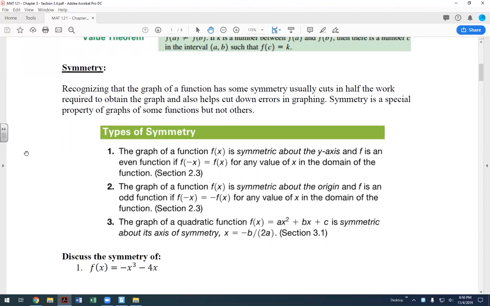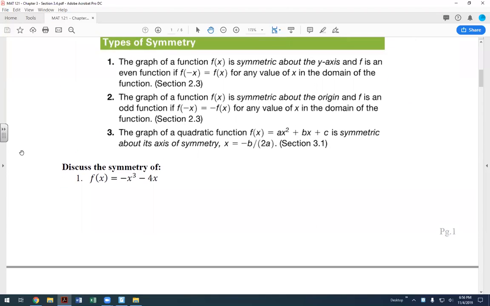Now you can use the test where you plug in a negative x in your function for x and see, do I come back to the original function? If I come back to the original function, I have an even function symmetric about the y-axis. If I put a negative x in for my x and my entire function becomes a negative, basically I'm taking a negative on the entire function, I have an odd function, that means that's symmetric about the origin, and then again, quadratic brings its own symmetry.